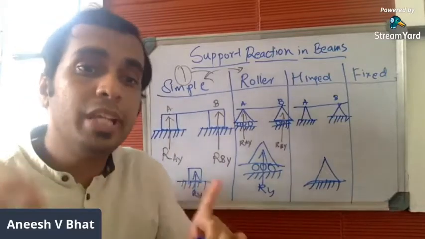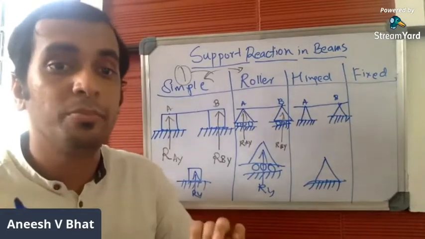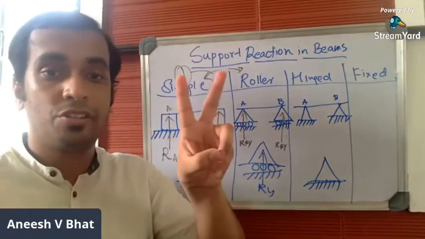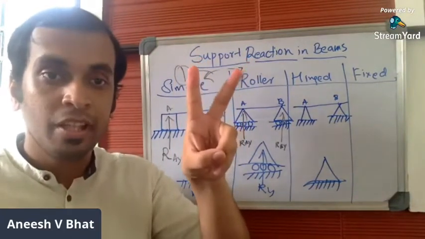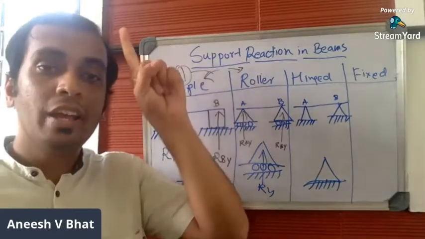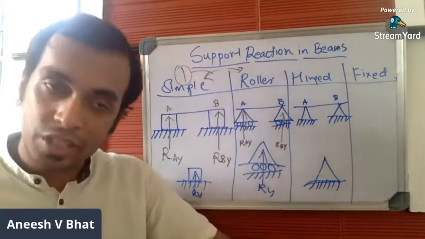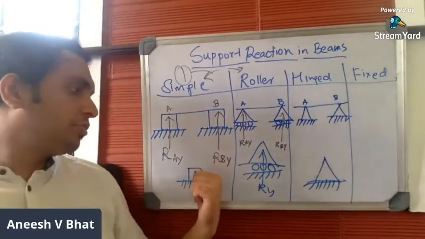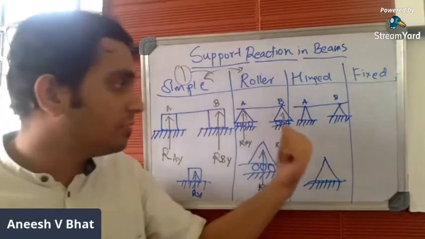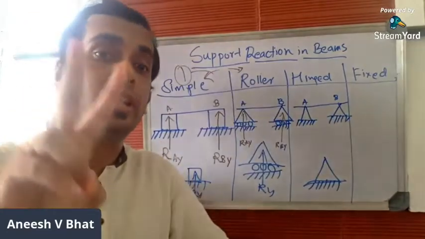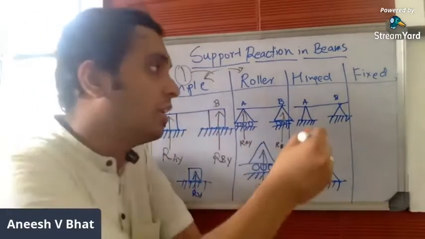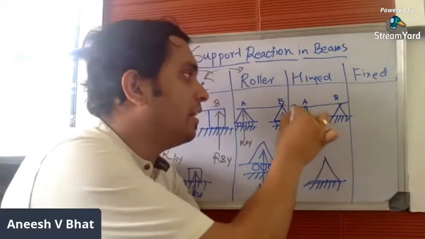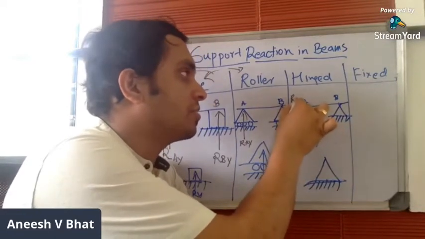So if a particular beam is supported using hinge support, it will offer reactions in two directions, or two reactions. Whereas simple and roller supports offer only one reaction, which is in the upper direction, the y direction. Hinge support offers two reactions. One of the reactions will be in y direction, RAY, and the other reaction in x direction, RAX.